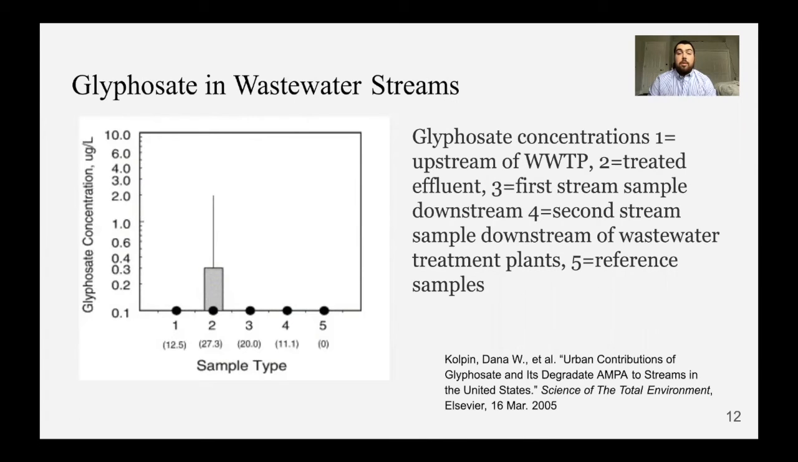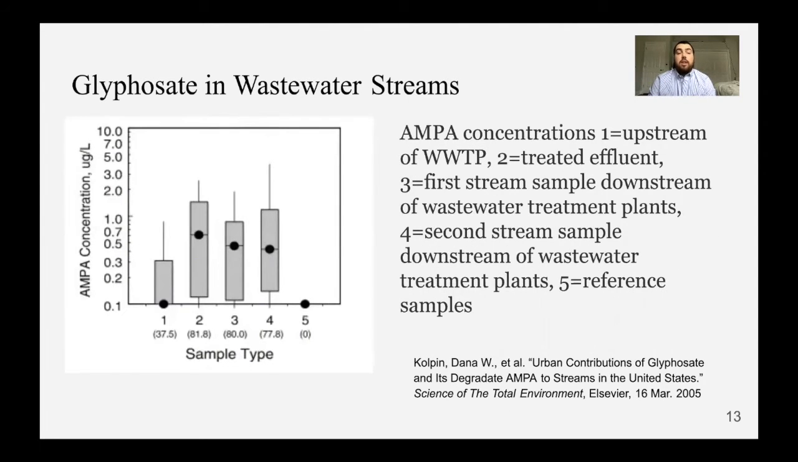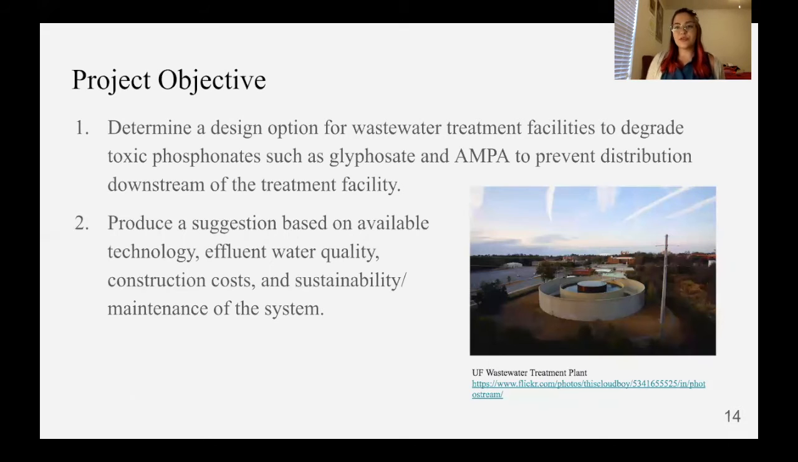Although glyphosate appears to have low concentrations in the wastewater stream, the greater concern is of AMPA, which is the oxidized form of glyphosate, which actually increases in concentration in the wastewater stream because of the oxidative processes that occur within the wastewater treatment process. The objective of our project is to determine the design option for these wastewater treatment facilities that will degrade this glyphosate and AMPA to prevent any distribution downstream of the wastewater treatment facility.